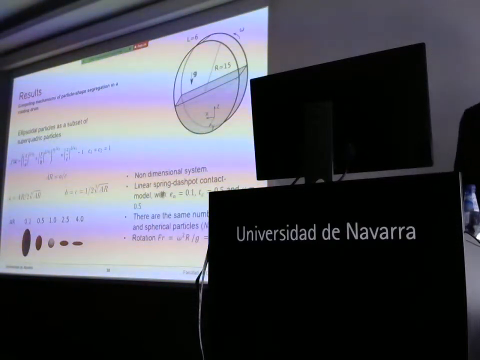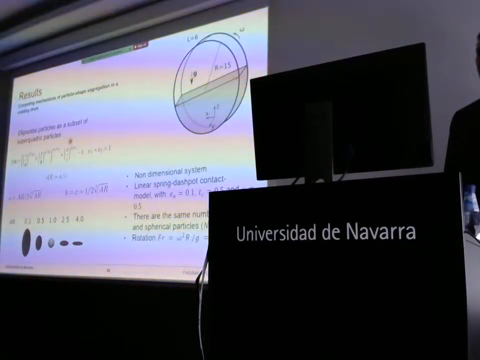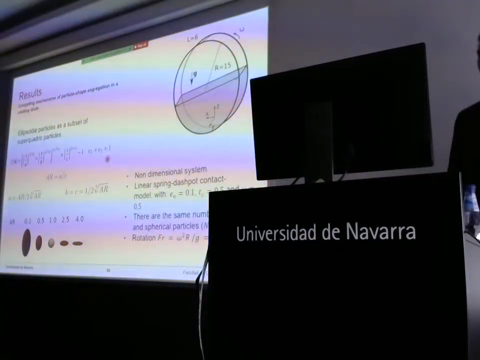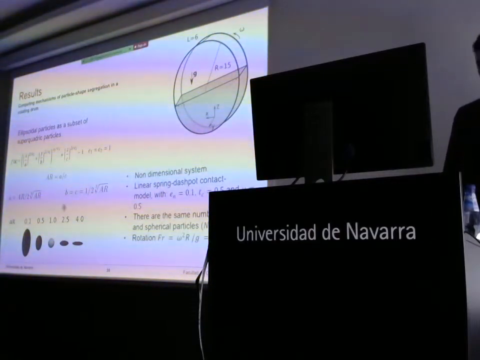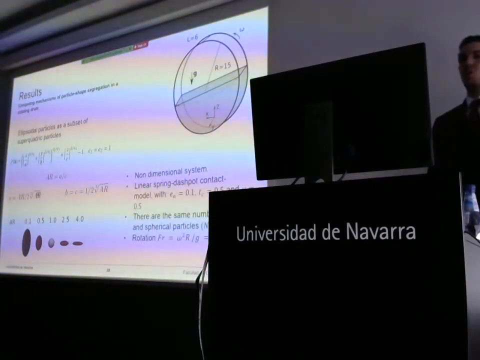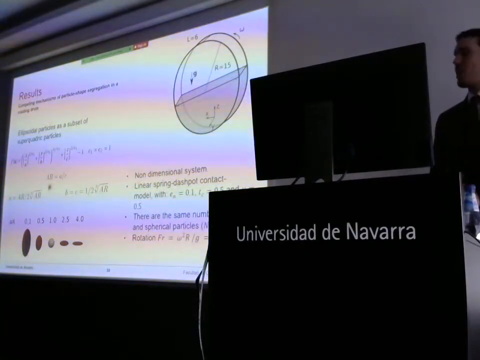So here are the main details of the experimental setup. We take into account ellipsoid particles as a subset of superquadric particles. If we have this general equation for the superquadric surface and we evaluate these exponents at the value of 1, we will obtain ellipsoidal particles. Defining then the aspect ratio as the ratio between two of the semi-axes and making the other one equal to c, for example, we can obtain different ellipsoidal shapes.